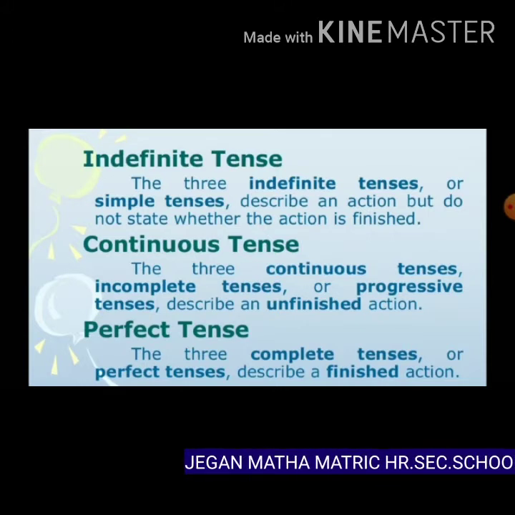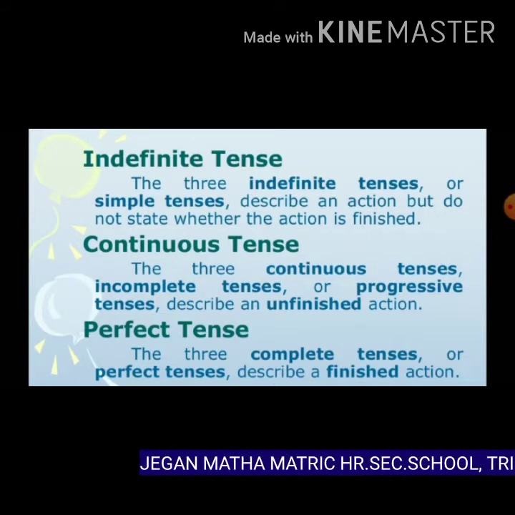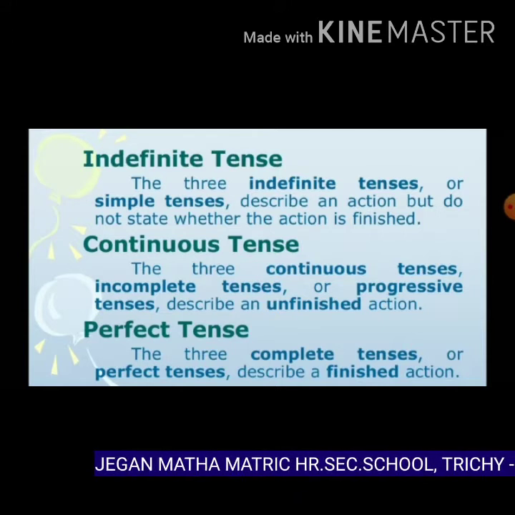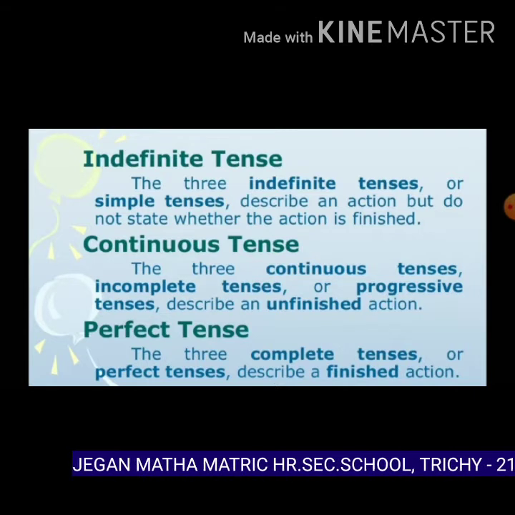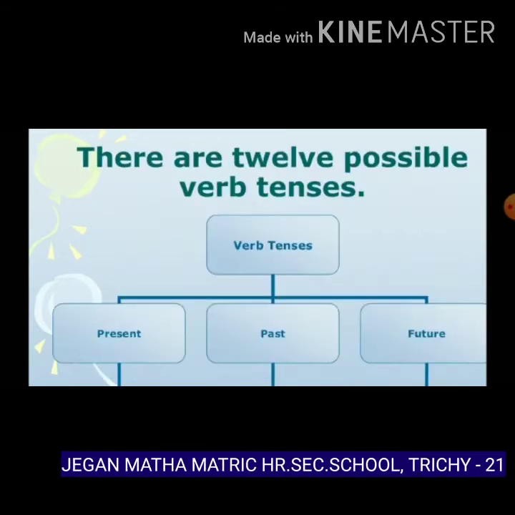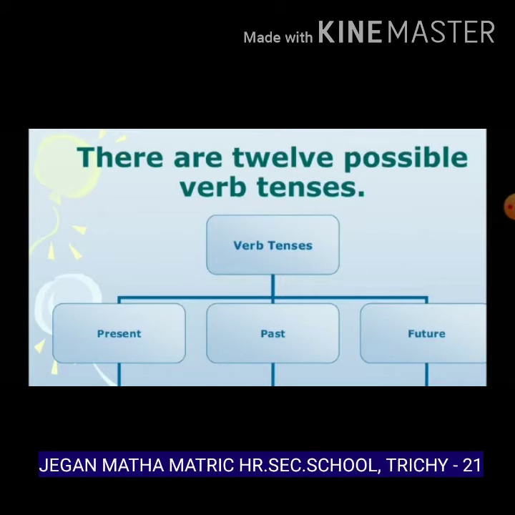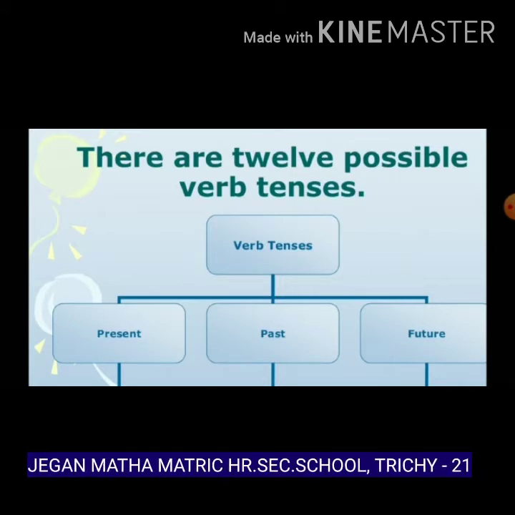Continuous tense, present continuous. The 3 continuous tenses, incomplete tenses or progressive tenses, describe an unfinished action. That is unfinished action, it is called continuous tenses. Perfect tense. The 3 complete tenses or perfect tenses describe a finished action. The perfect tense describes a finished action. There are 12 possible verb tenses. Verb tenses are basically present, past, future.